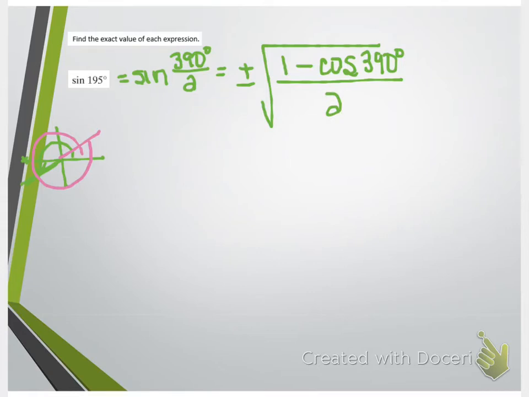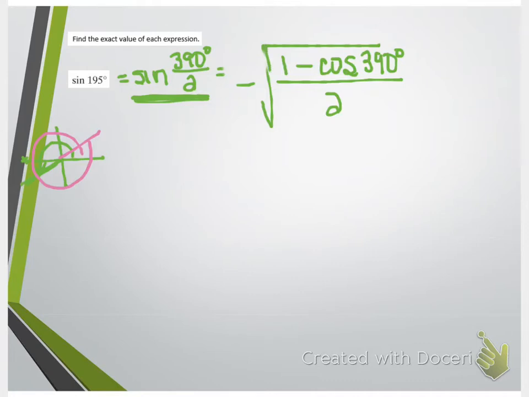Now, go ahead and decide, is it positive or negative? Go back here and say to yourself, I'm finding the sine of 195 degrees, which is 390 over 2. That is in the third quadrant. In the third quadrant, a sine value must be negative. So I can go right back in here and immediately know that the answer better be negative.